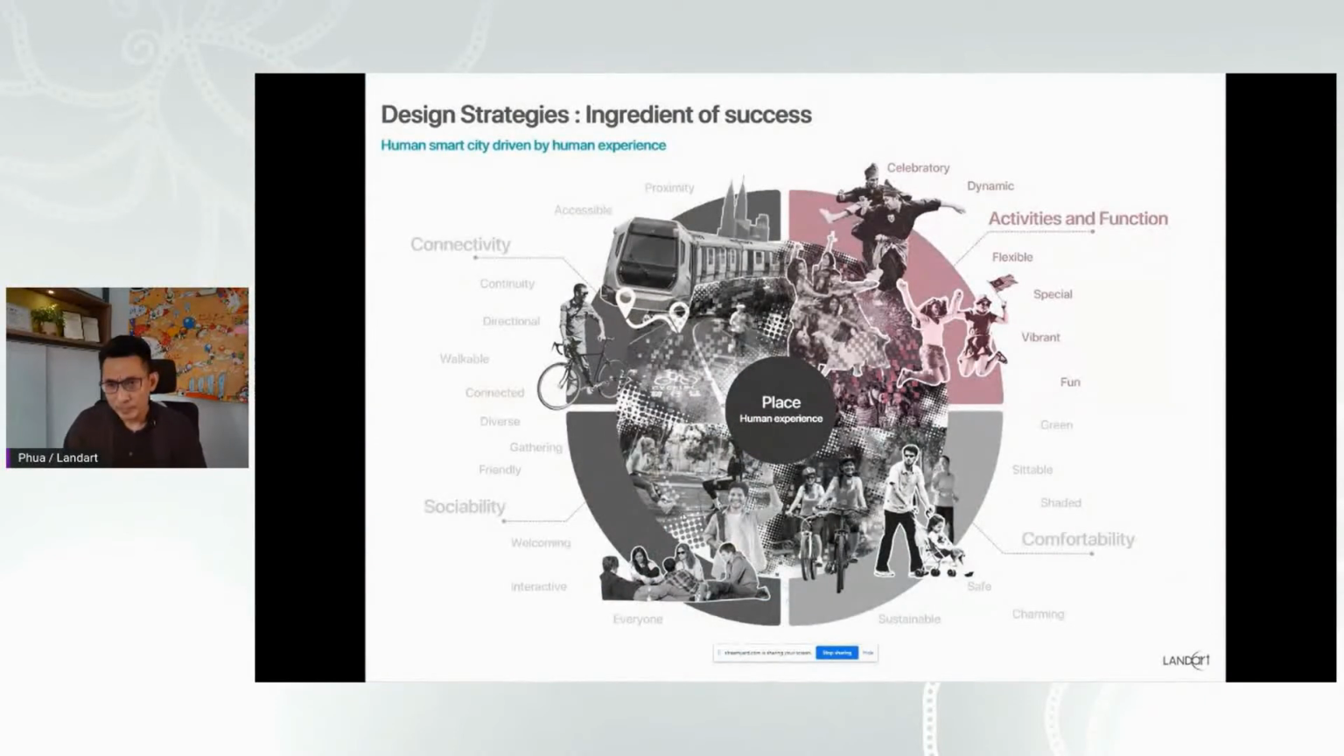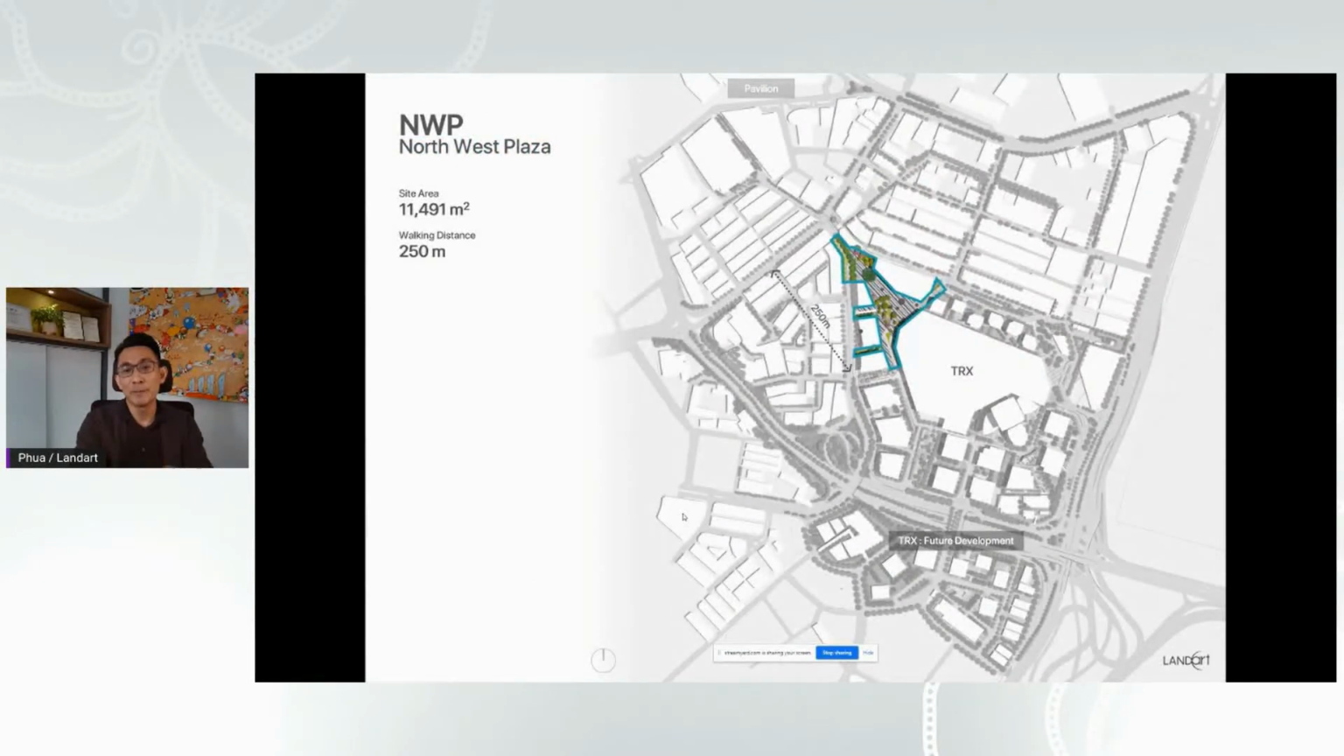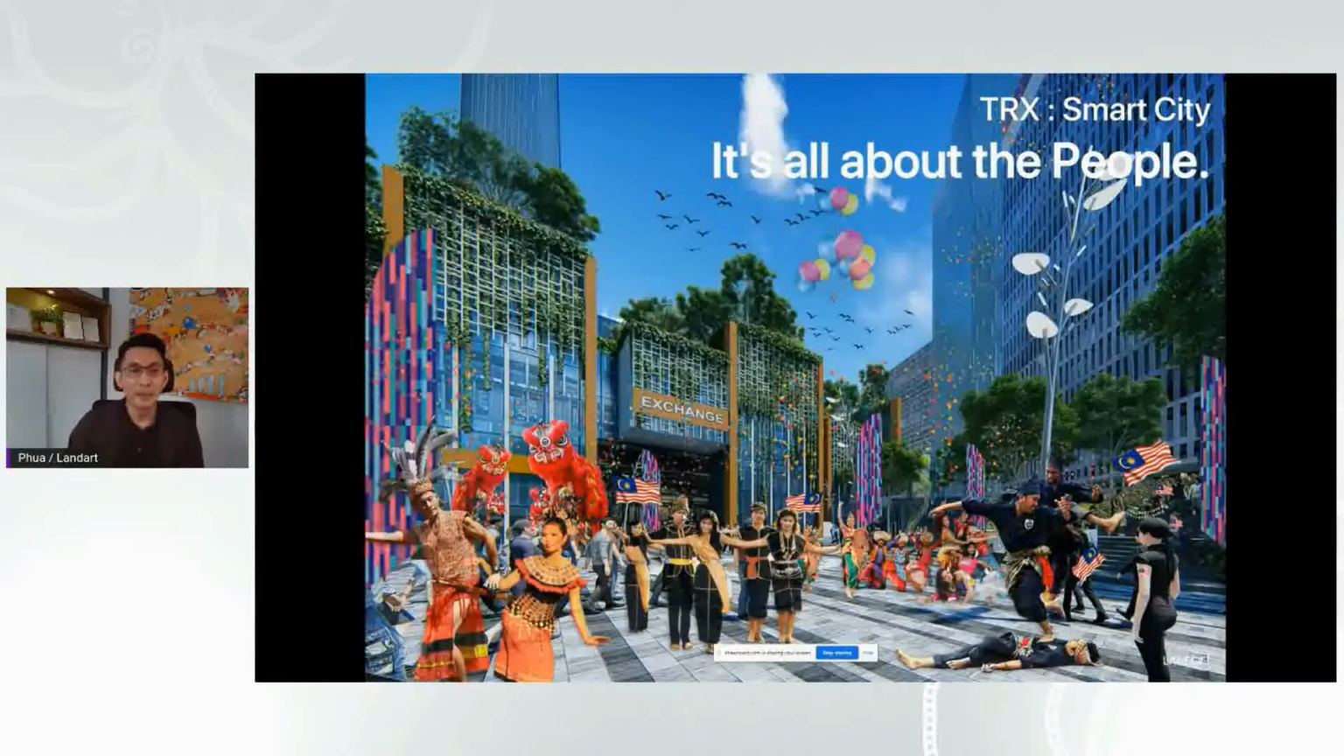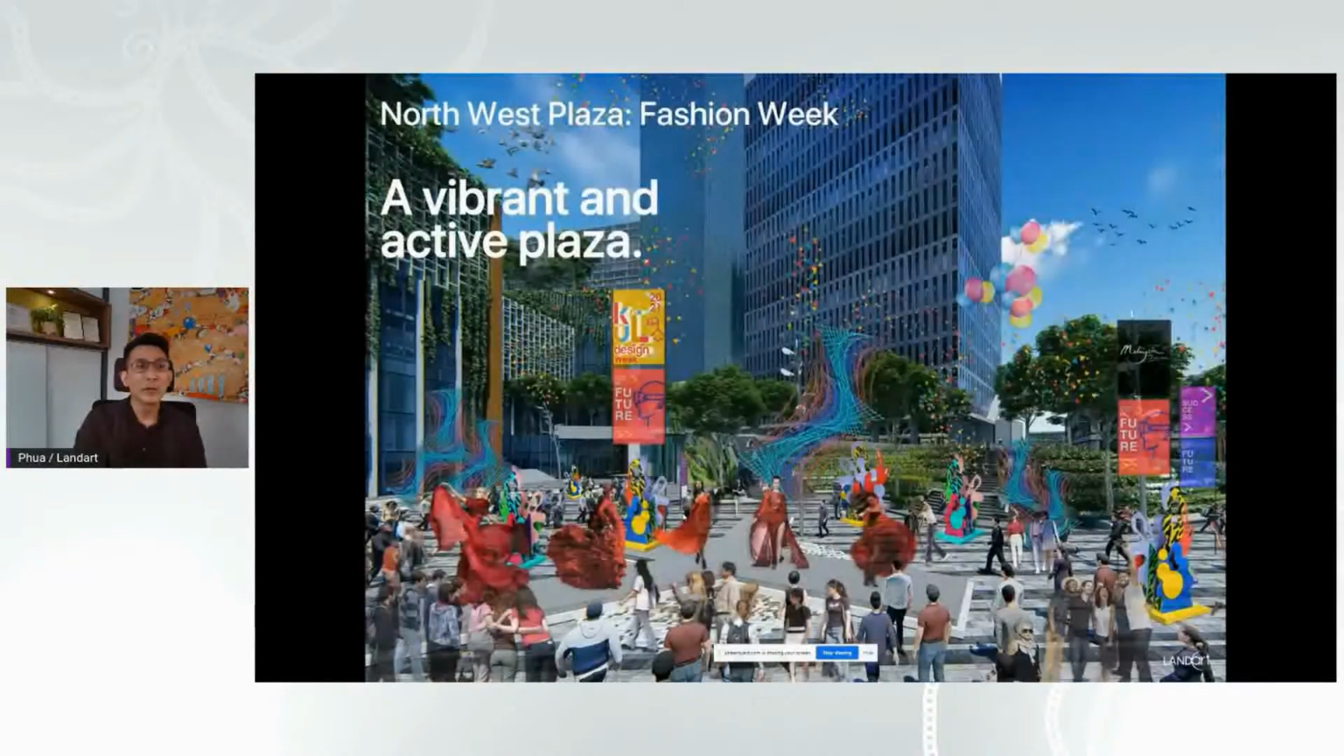Another part will be activities and functions. We understand this is a very, very big area for people to come and relax. And Malaysia is a multiracial country with all-year-round activities. From January until December, we can see people celebrate different festivals like Chinese New Year, Hari Raya, Deepavali, music festivals, and fashion week. So this is all about the people. With the rich culture in Malaysia, which is an asset we would like to celebrate, it becomes an interesting tourism spot for people to visit. We also make it a vibrant and active plaza during fashion week.